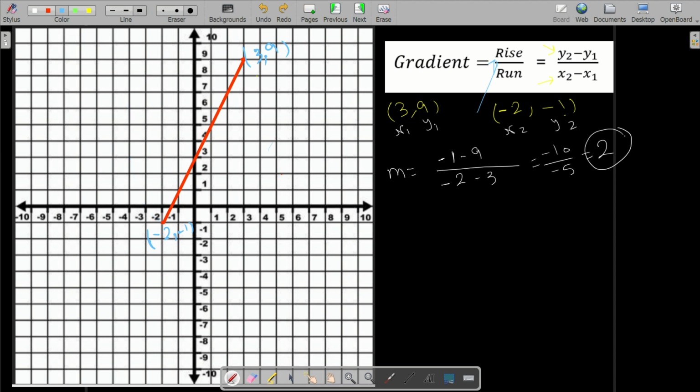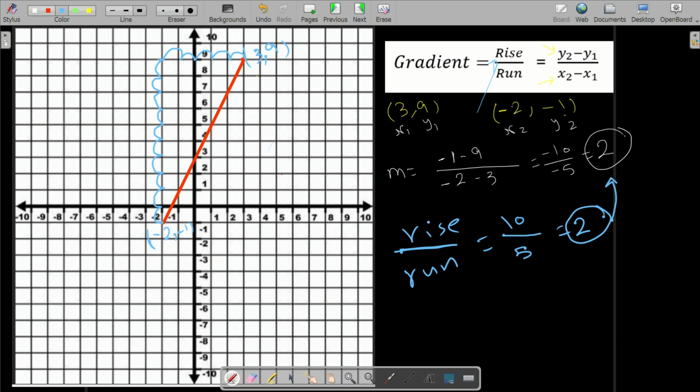Let's count squares together and see if we get rise over run over here. So let's count squares: 1, 2, 3, 4, 5, 6, 7, 8, 9, 10. So we went up 10 steps. Over, we will go right 1, 2, 3, 4, 5. So 10 over 5, which also equals 2. You have the same answer here. You got the same exact answer.